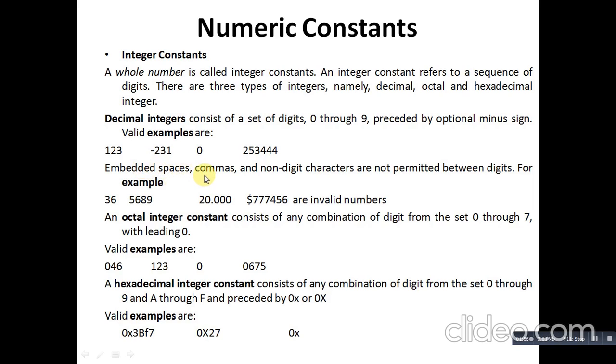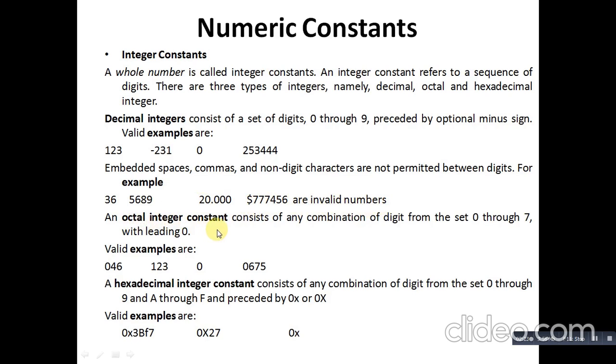Embedded spaces, commas and non-digit characters are not permitted between the digits. For example, 36 space 5689 is invalid because there is a space. 20.000, so a floating point value cannot be accepted in a whole number, and the dollar symbol is not allowed. So these are the invalid examples of decimal integers.